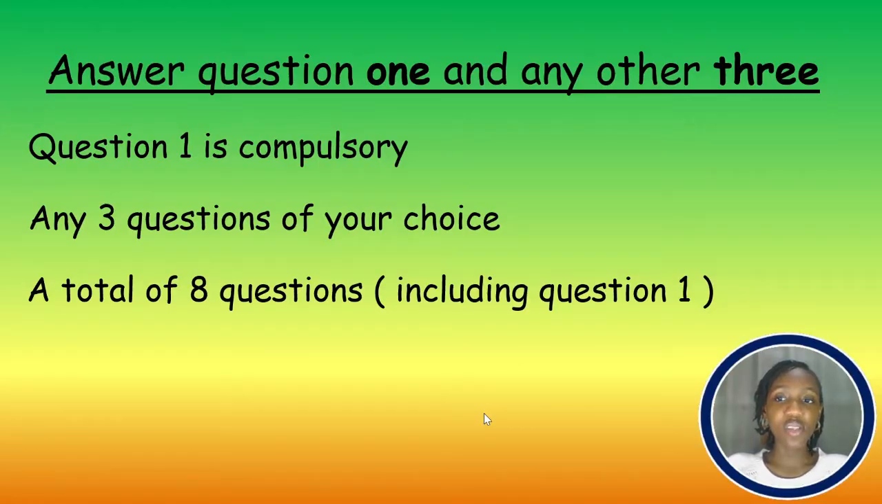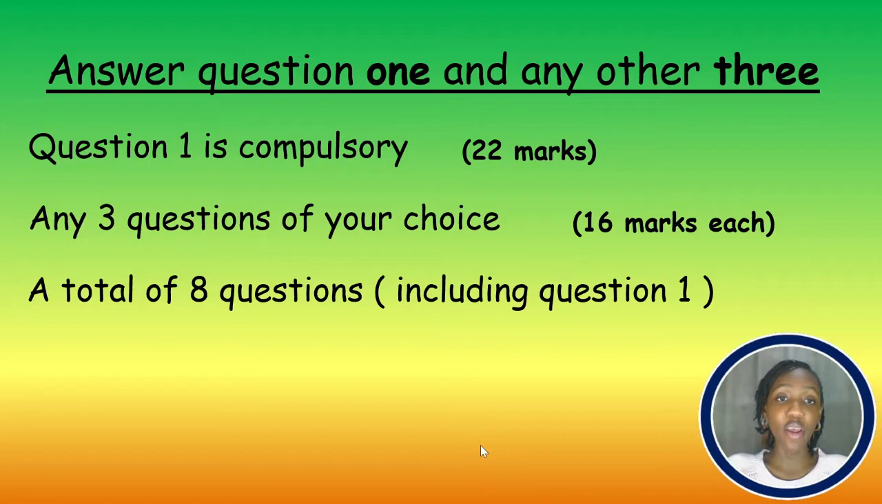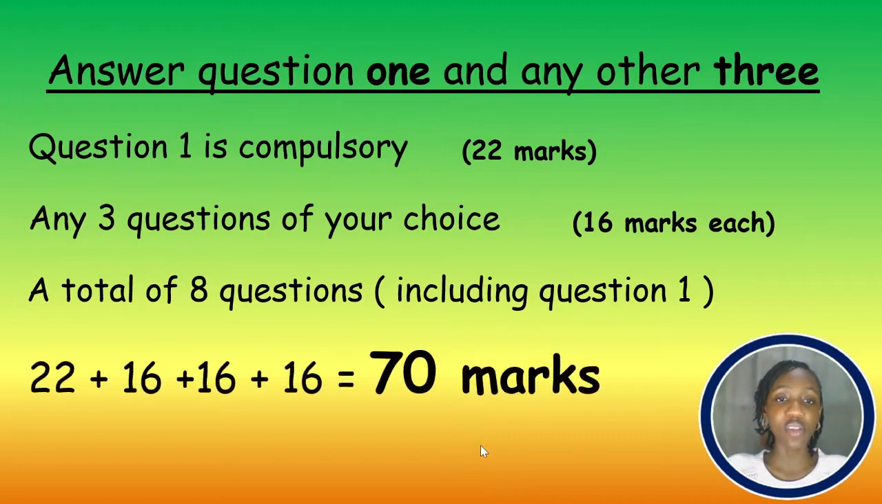NECO doesn't have its own syllabus like WAEC that you can find online, but the past questions in NECO follow a particular pattern, which we are going to discuss in this video. Before that, let me mention the marks that each question carries. Question 1 carries 22 marks, while the remaining questions carry 16 marks each. That means the total score carried by paper 1, practical and physical geography, is 70 marks. That's a very big number, and I assure you that by the end of this video, once you understand the trend, you'll be able to get your full marks in NECO Practical.